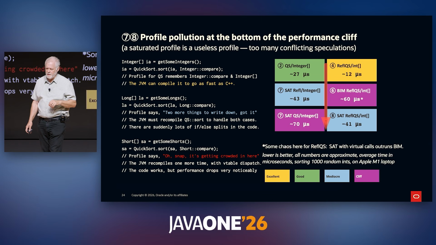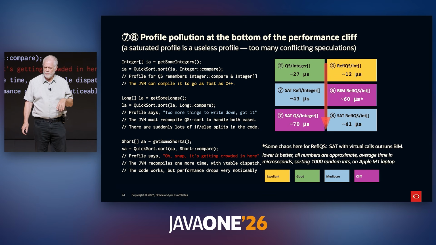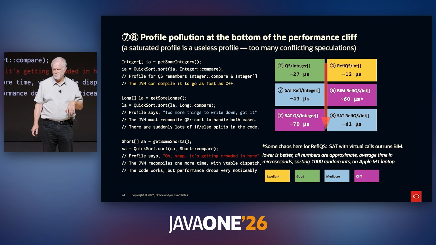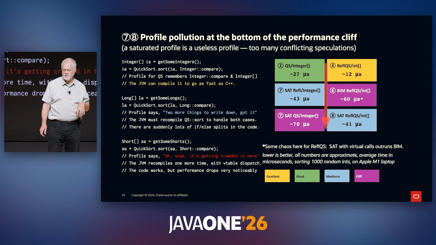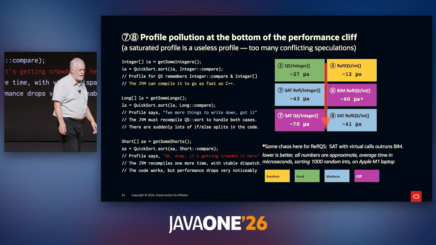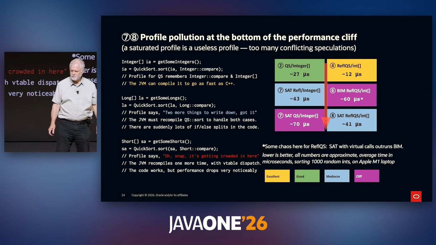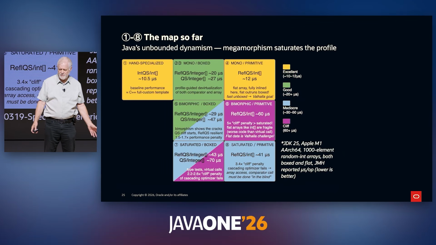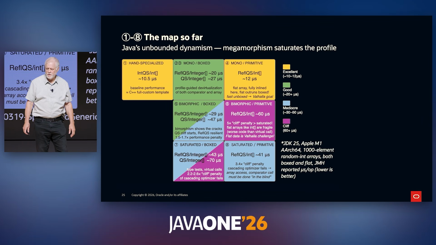Here's the scorecard. Falling down from bimorphic to saturated profiles, you can see that the performance gets much worse. From 12 at the very best down to 70 at the very worst, across the varying algorithms. So that's a performance cliff. It doesn't get worse than that, but it gets pretty bad. And here's our heat map.